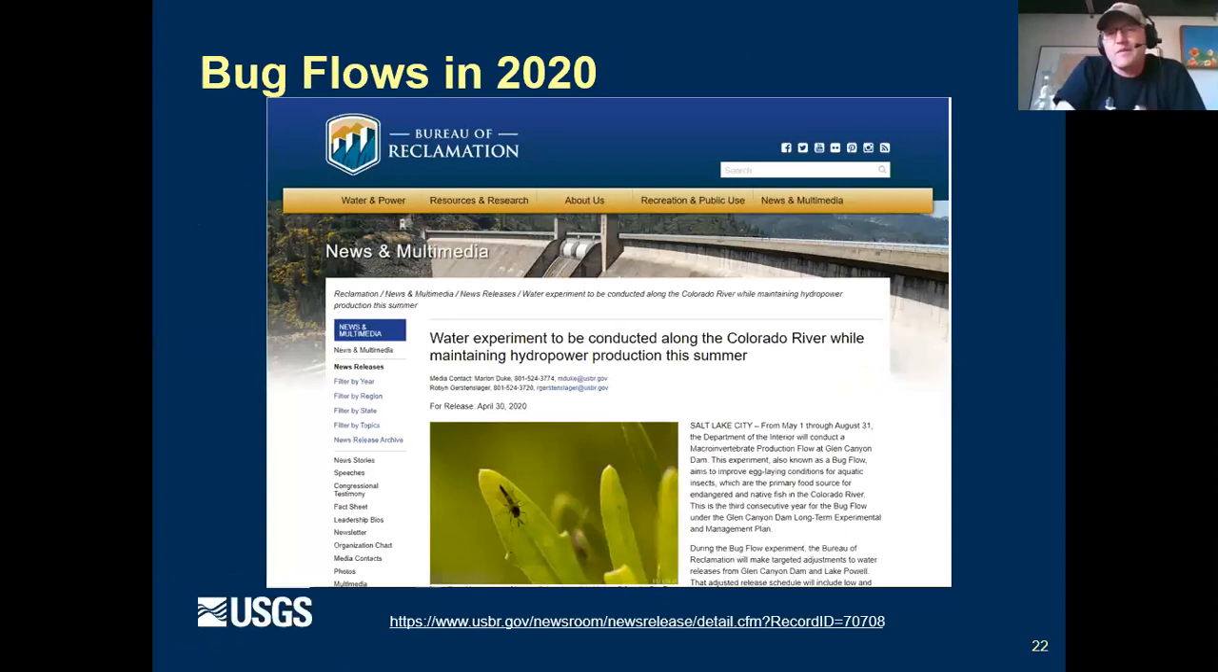So then, basically, the Bureau of Reclamation and the Adaptive Management Program agreed to do a third year of this bug flow testing. We had one really good year and one mediocre year. And so this year, 2020, is thought to be the tiebreaker. And we've been having this bug flow experiment since May.